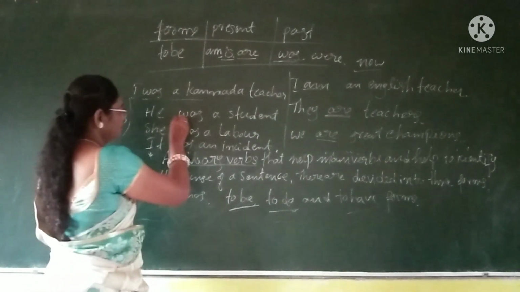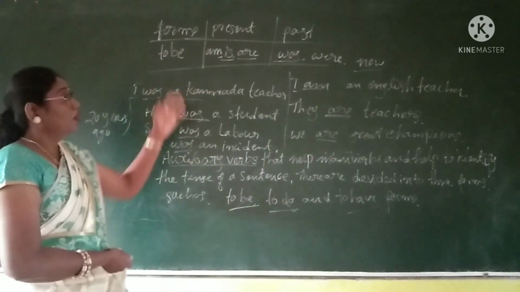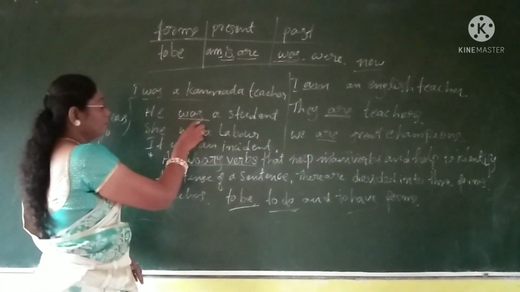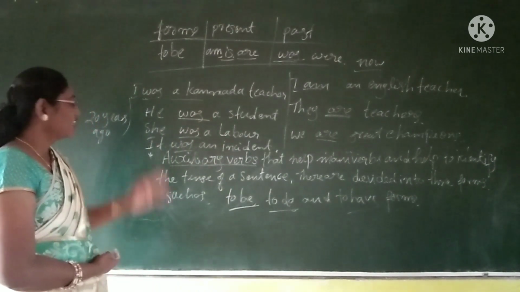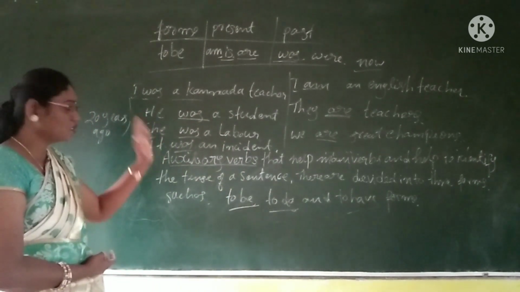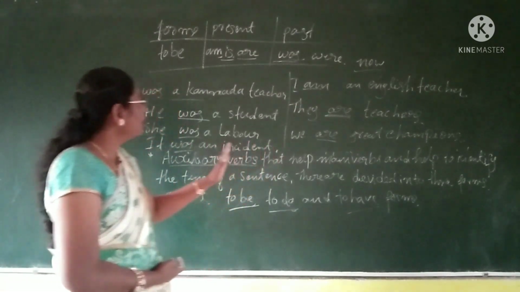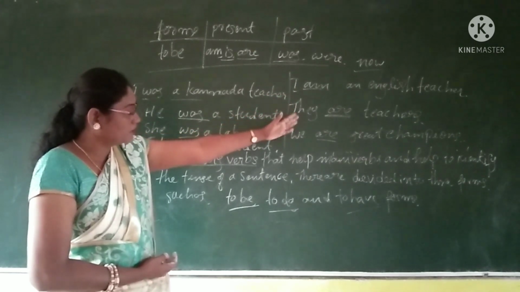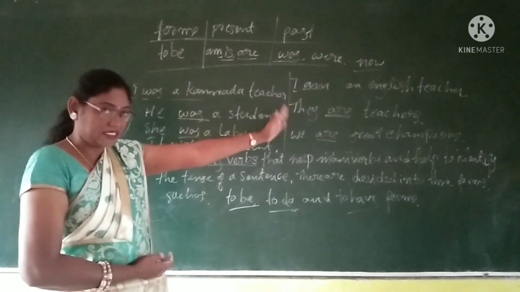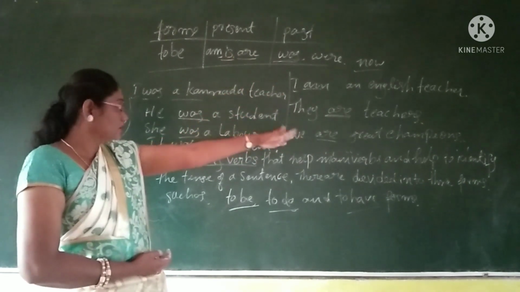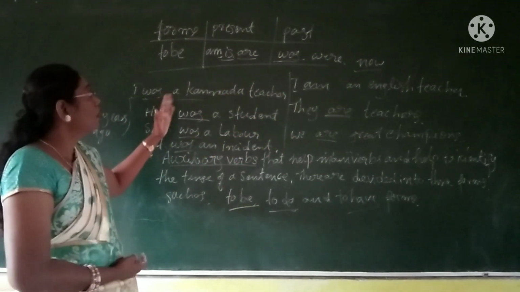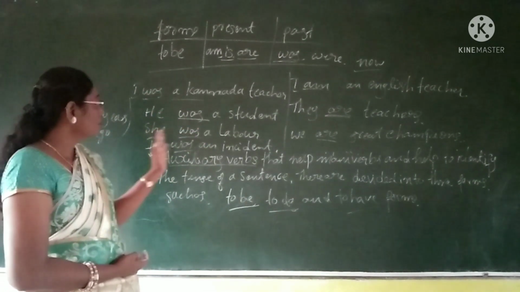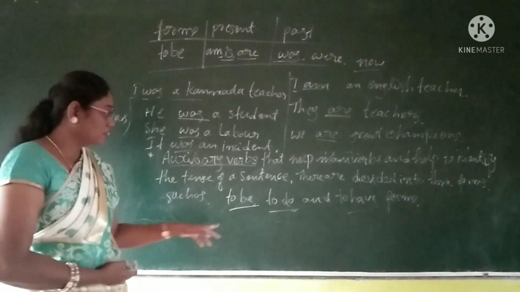So see here, I use "was". When we come to present be forms, we will use "is" in the place of "was". In past tense we will use "was". Okay, and I will show how to use present be forms in present sentences, and how to use past helping verbs, which are be forms, in past sentences.